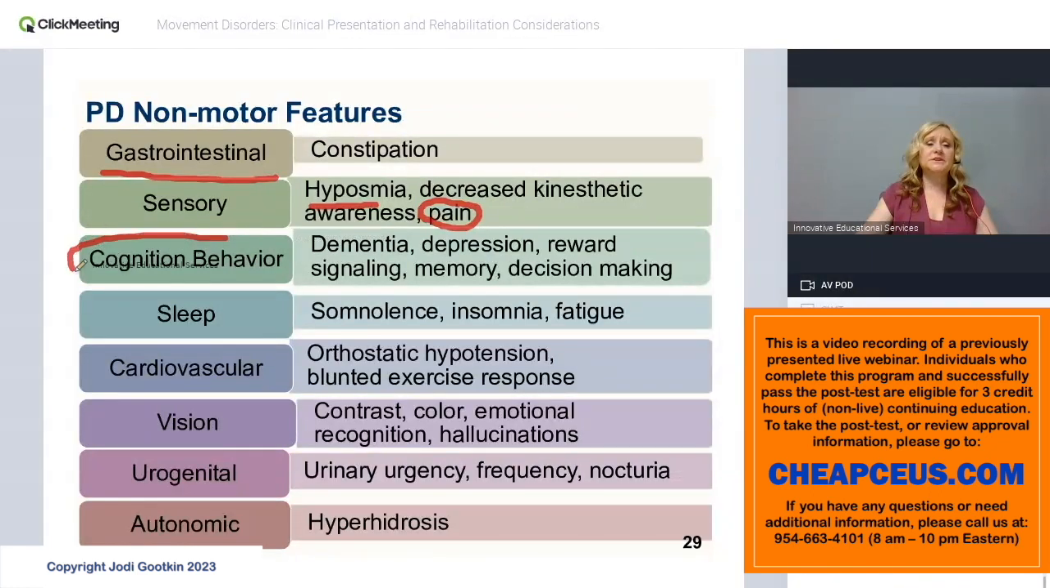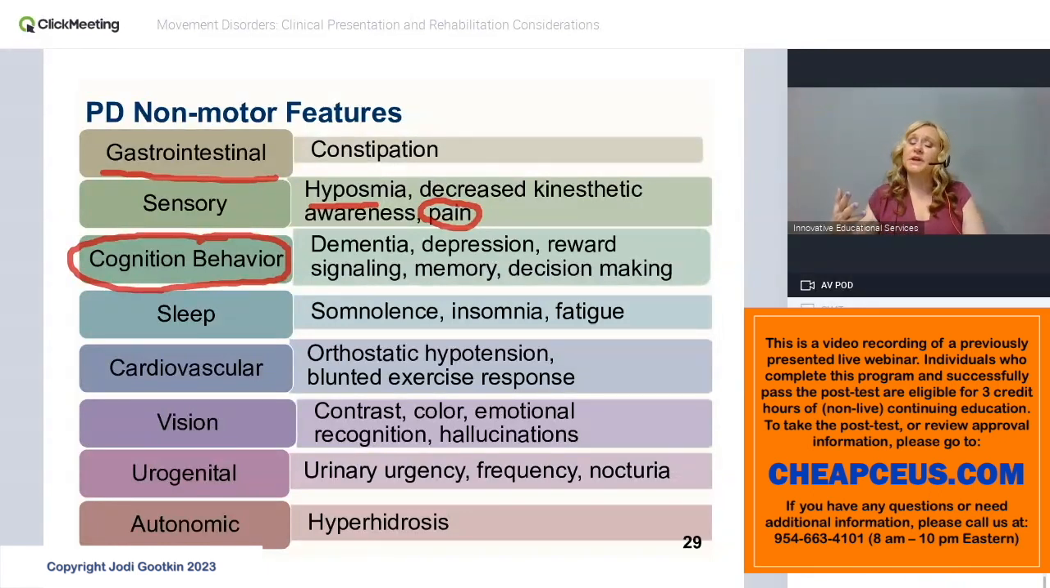Cognition, we're going to consider as we are working with our patients, the type of cues we give them, how we interact with them. Individuals are at a risk of dementia in the later stages, as well as depression throughout the disease process. Memory is impaired. We're going to want to use different tools, attentional strategies, cue cards, even around the home to help them with that memory and that decision-making process.